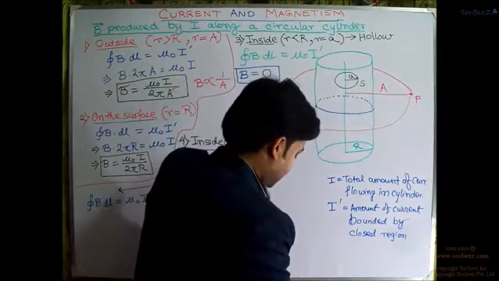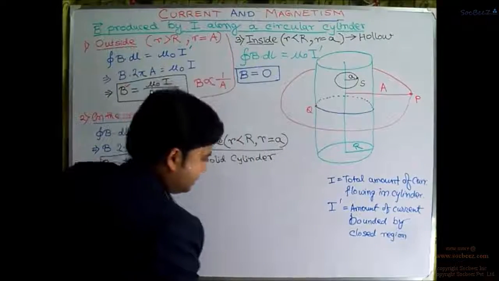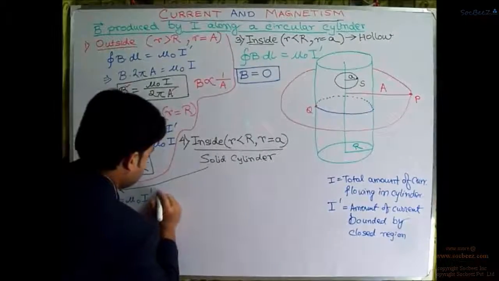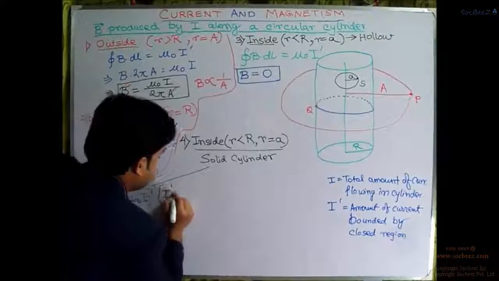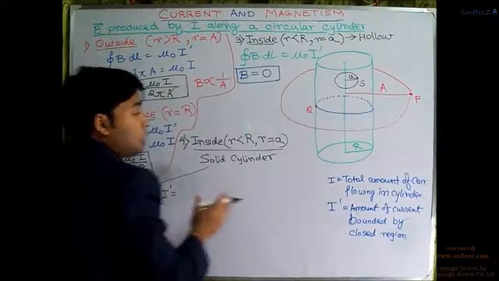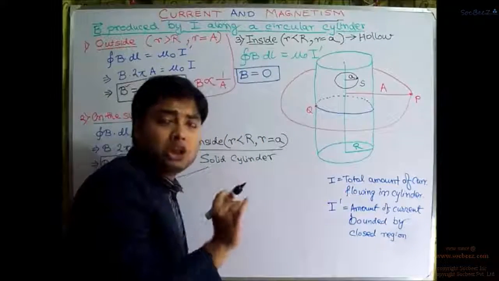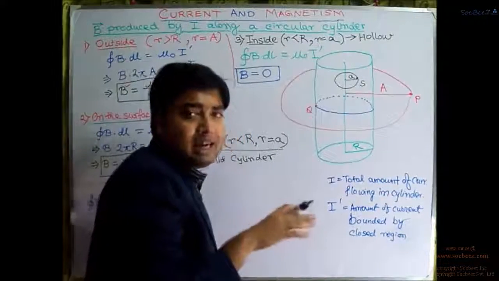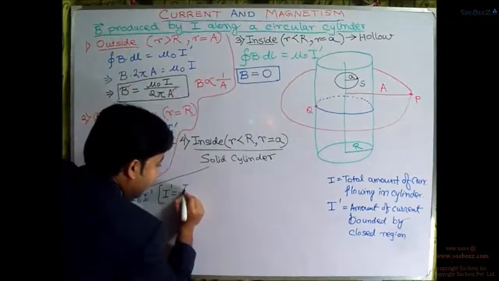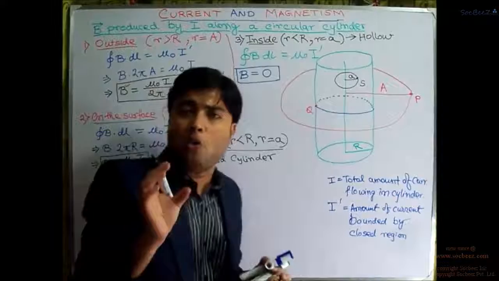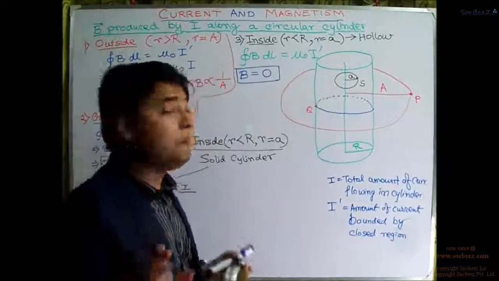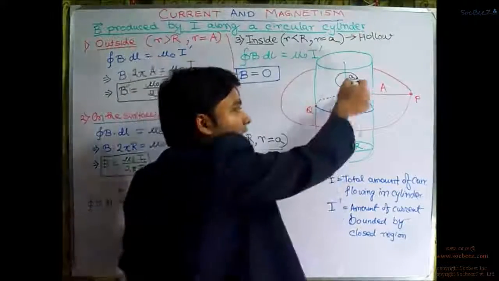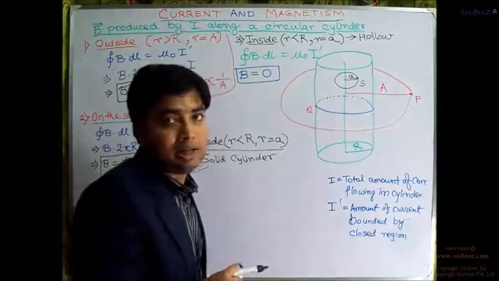The value of I dash will be equal to the total amount of I distributed in the total cross-sectional area of this cylinder. So, in unit cross-sectional area, how much I is present, multiplied by the cross-sectional area we are taking. If we do that, we will find out how much current is within this cross-sectional area.